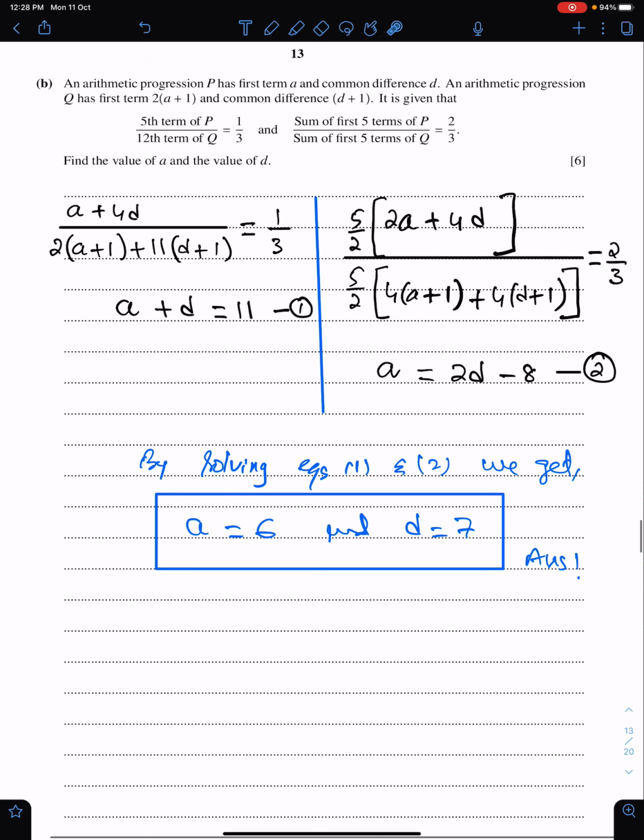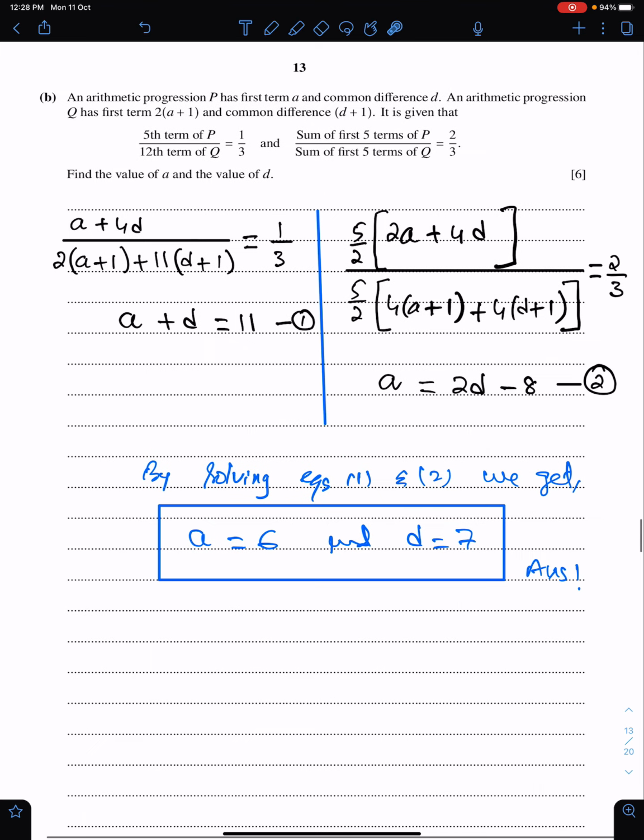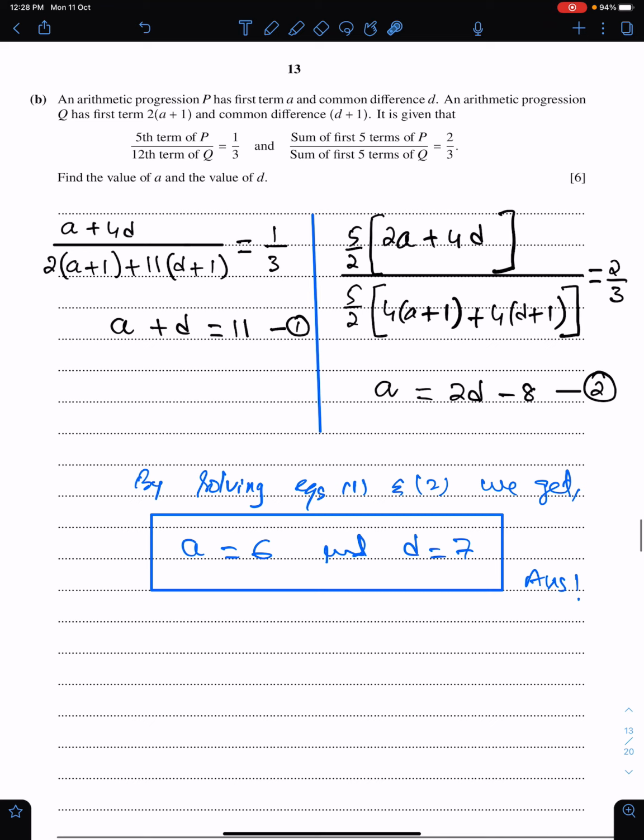Part B. An arithmetic progression P has first term A and common difference D. So the AP P has first term A and common difference D, and AP Q has first term this and common difference this. It is given that this ratio, fifth term to 12th term, is 1 upon 3 and the sum of first 5 terms of P and sum of first 5 terms of Q is 2 upon 3.